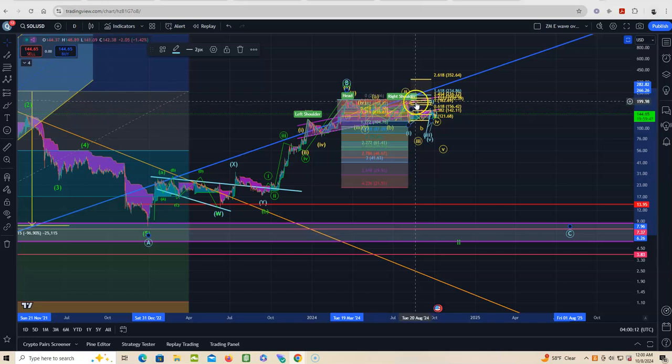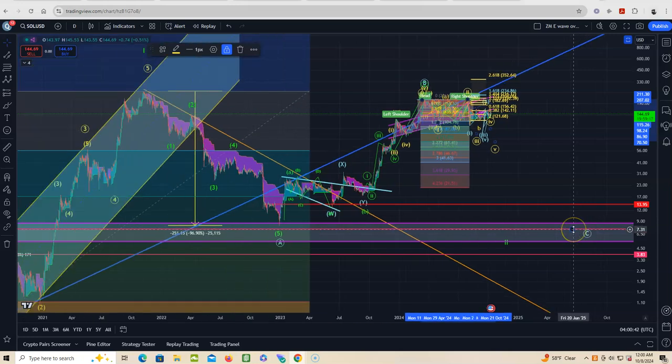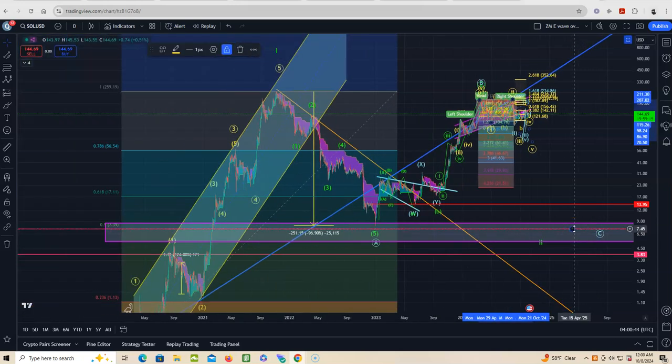Once we finish wave 3 of minuet degree, which should be somewhere around $62, we'll finalize minor degree wave 1. Once minor degree wave 1 gets finished, we'll begin wave 2, which will give us a pullback, and then wave 3, which will actually take us lower. All in all, we're looking at Solana bottoming at around $7, if not maybe even a little lower.